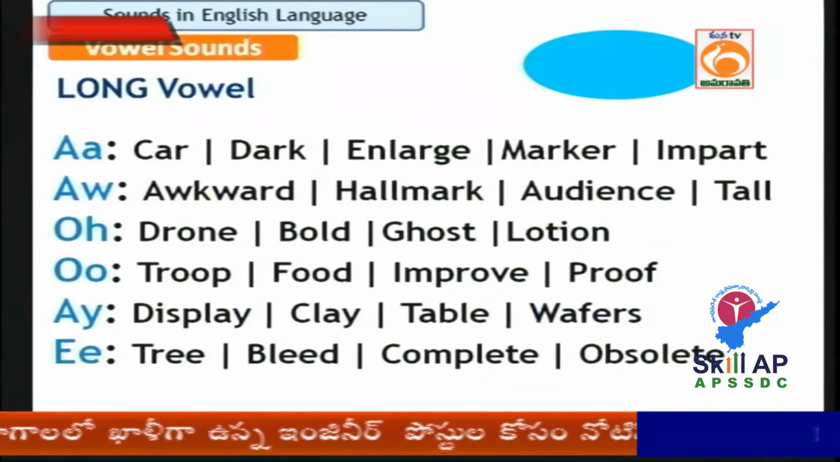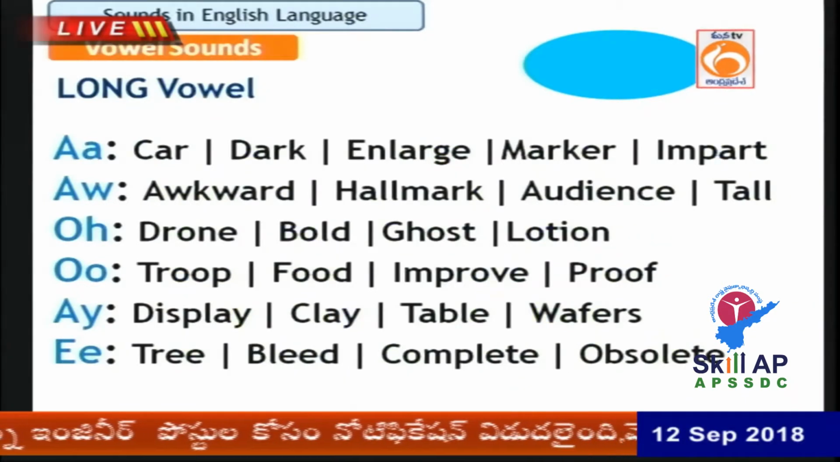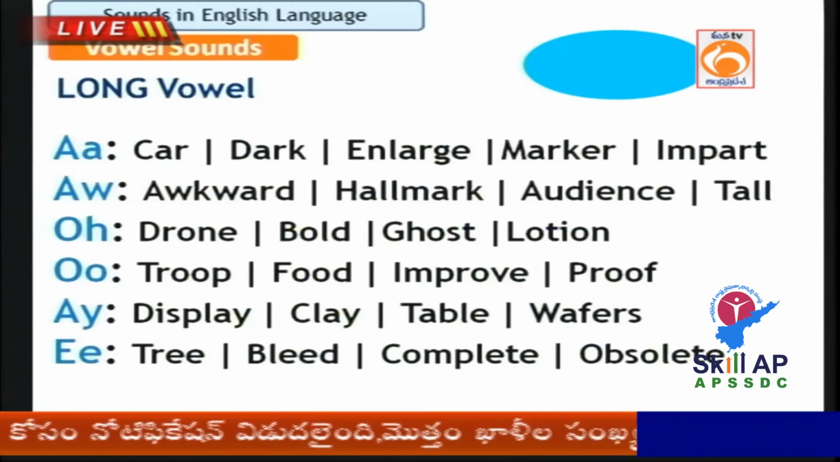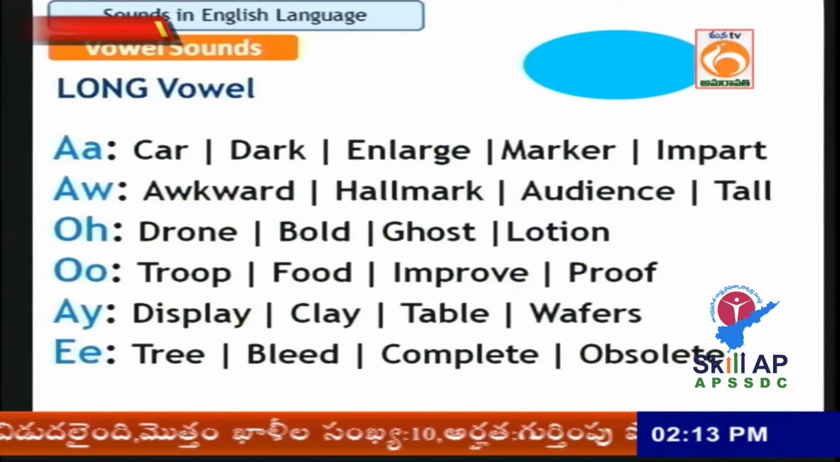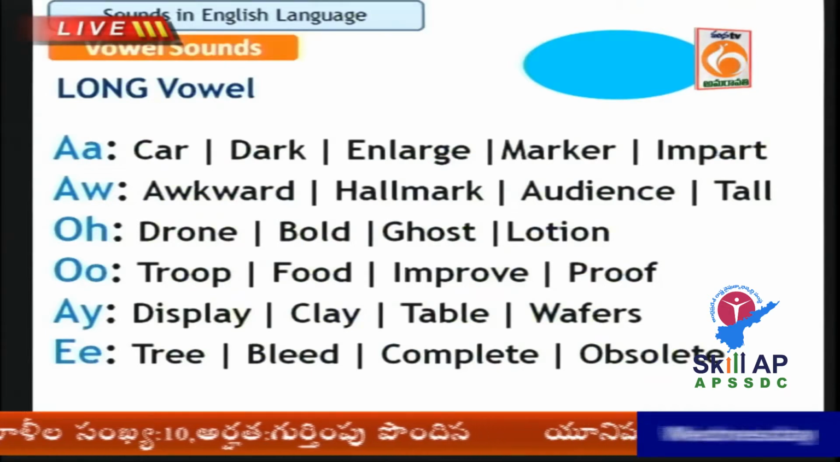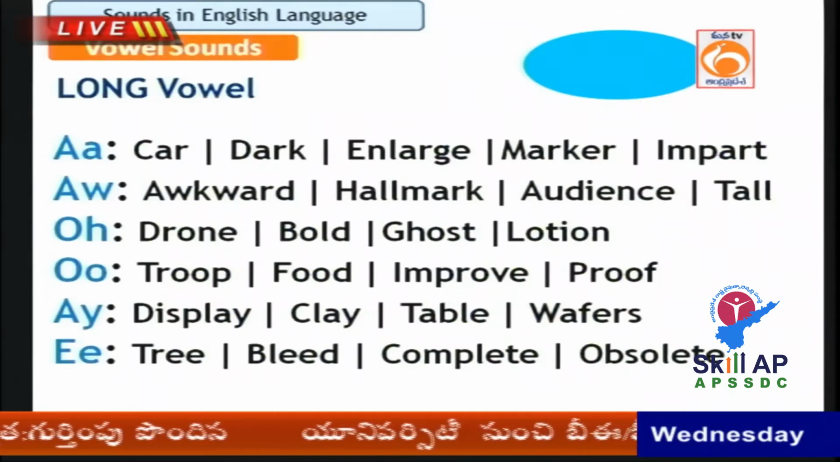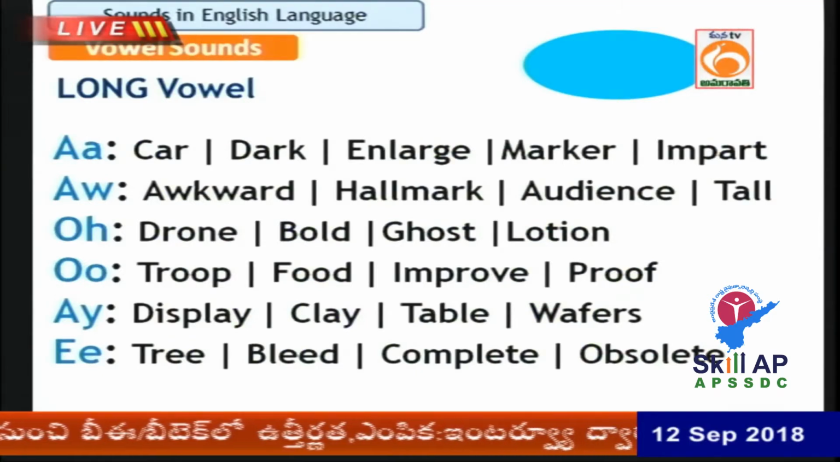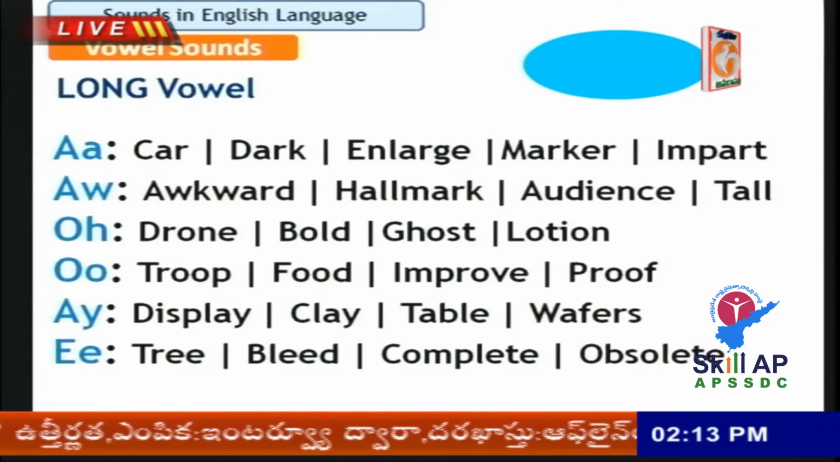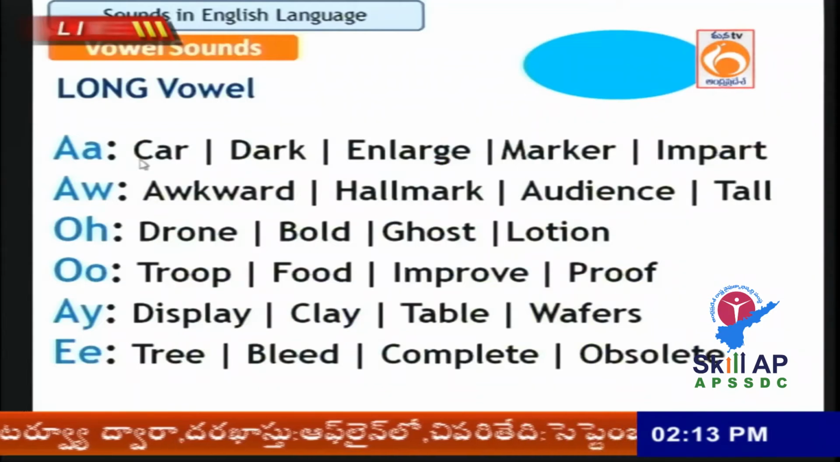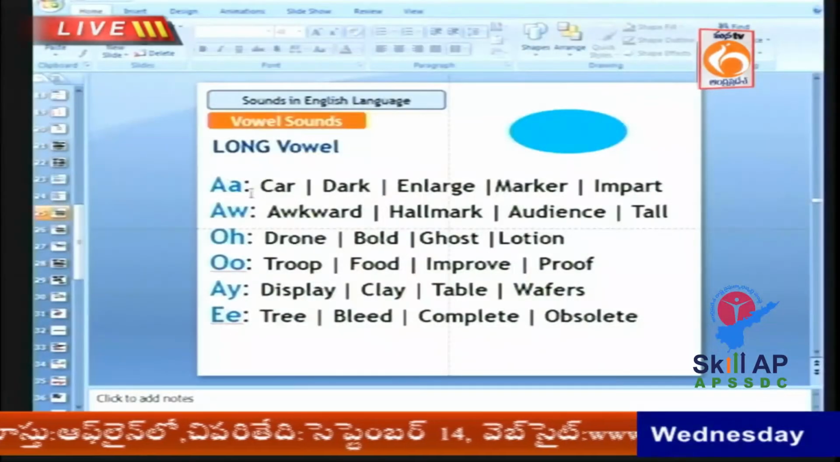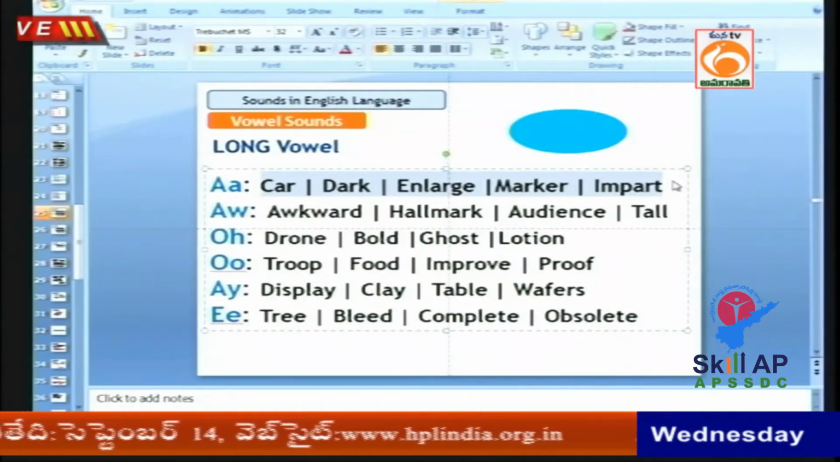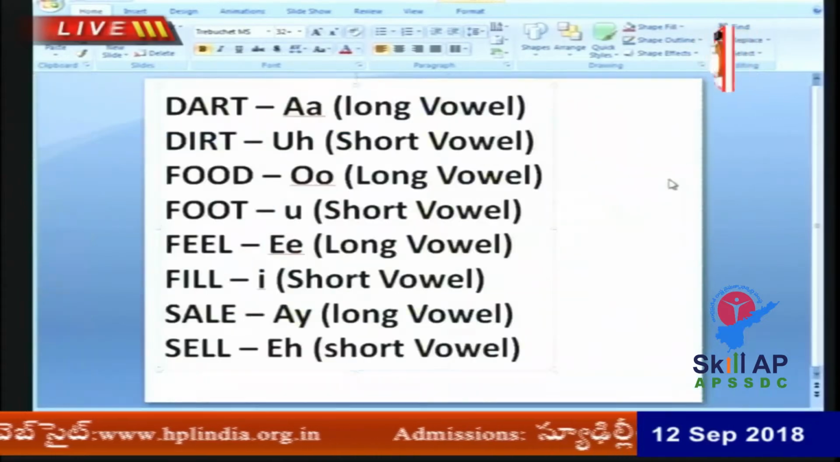So these are the long vowel examples. For example, car, dark, enlarge, market, impart. You can think of more examples. Now how do we know that these words have the long vowel sound? So what I'm going to do is I'm going to demonstrate that to you.